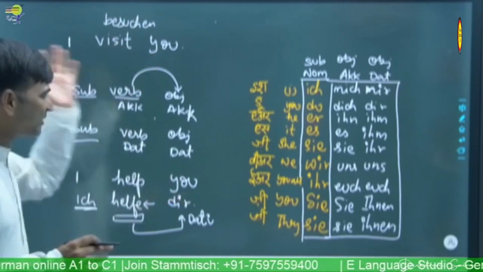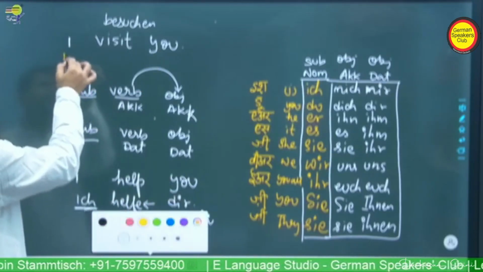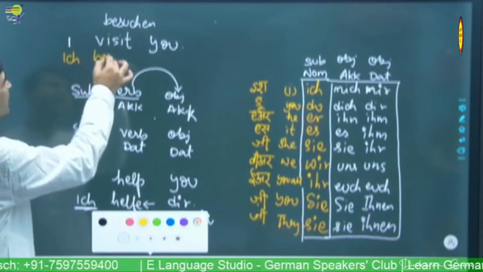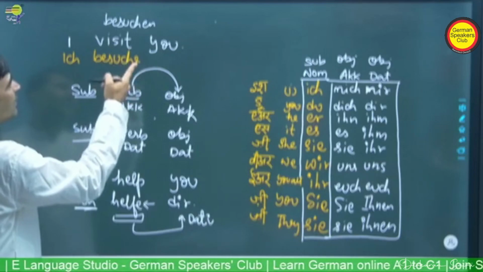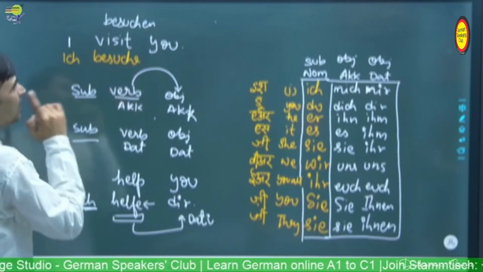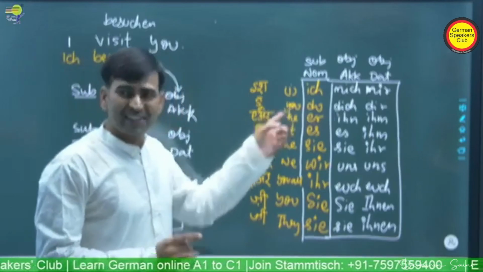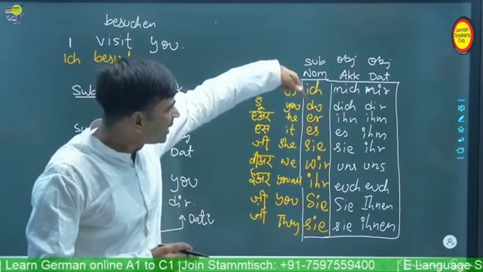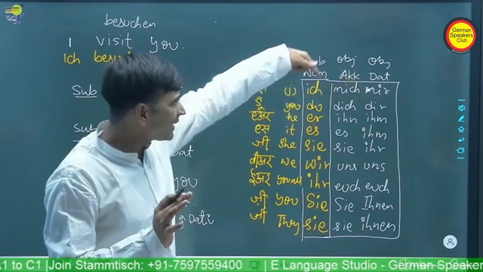So, you know, there were certain verbs in nominative and certain verbs in dative. If it doesn't fall in either of the categories, then it would go for accusative. So now you have to understand that if besuchen is written, then it goes into the category of accusative, and then the object is going to be accusative as well. So, I visit you. Please tell me how would you do it in German? Ich besuche.